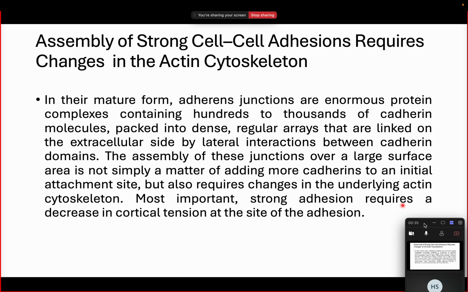Okay, and we're gonna discuss the cell adhesion molecules, adhesions. So we're gonna continue our discussion wherever we left in the last class.